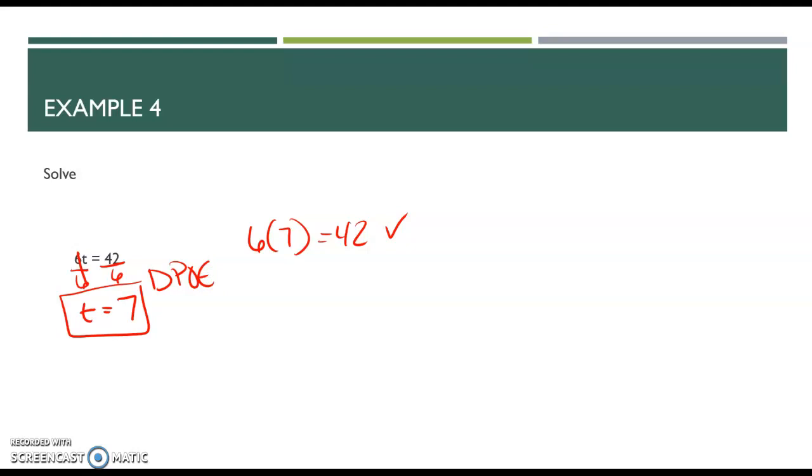So that's our properties in a simplified form, solving one-step equations. We're going to keep using those as we continue solving equations in our mathematics.